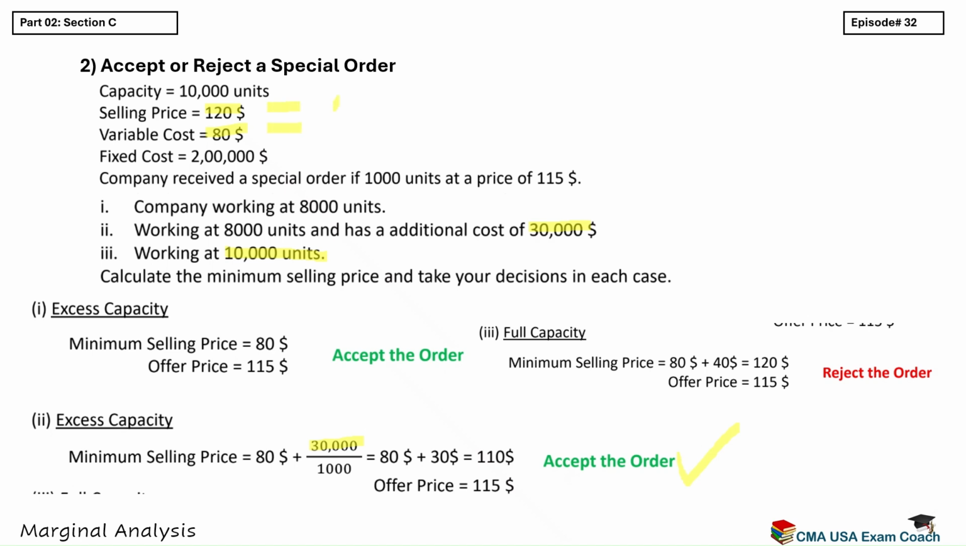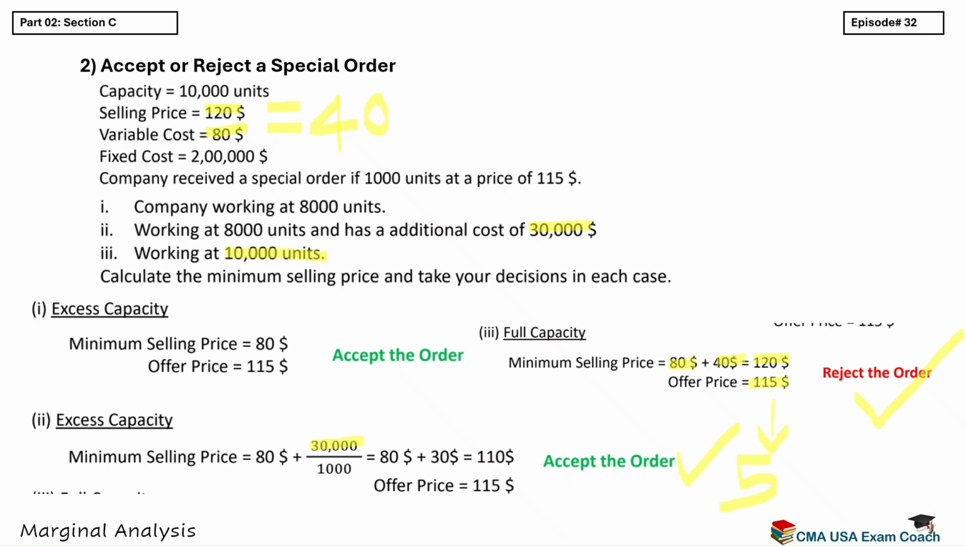To make the special order worthwhile, the company needs to recover both the variable cost and the lost contribution margin. That is, 80 plus 40, which gives us a minimum required price of $120. But the special order is offering only $115 per unit, which is $5 less than what the company needs to stay at the same profit level. In this case, the company should reject the order because accepting it would reduce their overall profit.